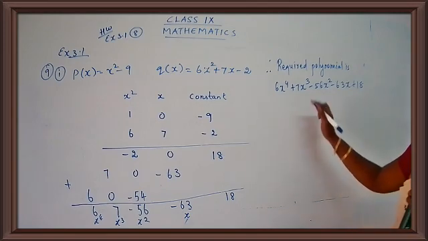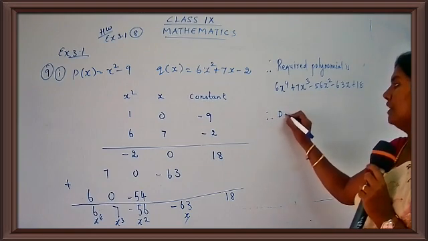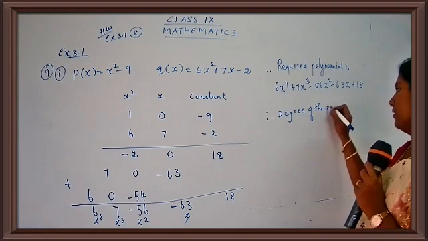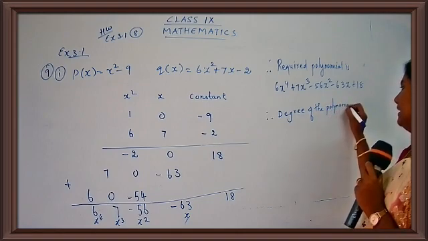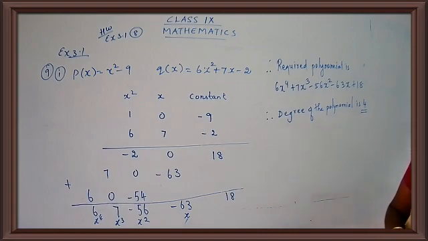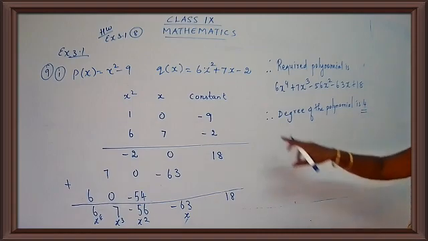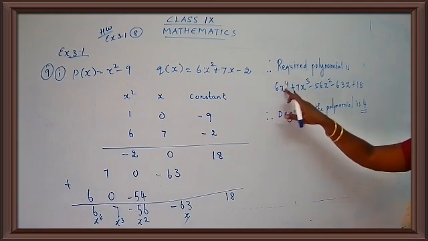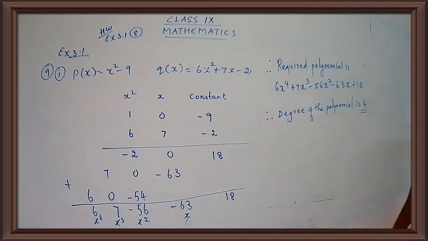Okay, children? So write down here, therefore, degree of the polynomial is 4. So from where do I get 4? I get 4 from the highest power. What is the highest power? It is 4. So the degree becomes 4.